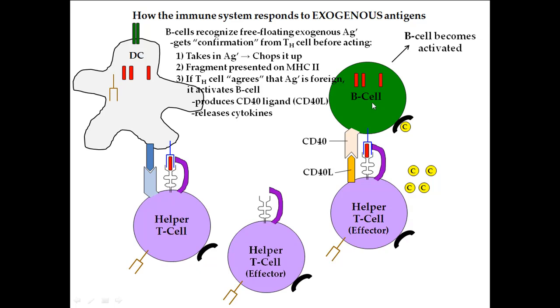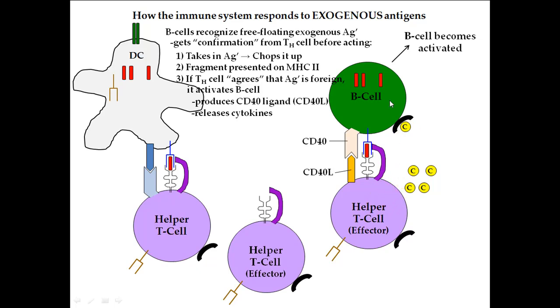In order to get that confirmation, they have to meet up with an activated helper T cell in one of the secondary lymphoid organs like the lymph node. And so that's where this interaction occurs. And again, if the helper T cell confirms that it indeed is a foreign antigen that the B cell is showing it, then it releases the cytokine and it shows off the CD4 ligand. And again, all of this is happening in the lymph node, or a different secondary lymphoid organ.